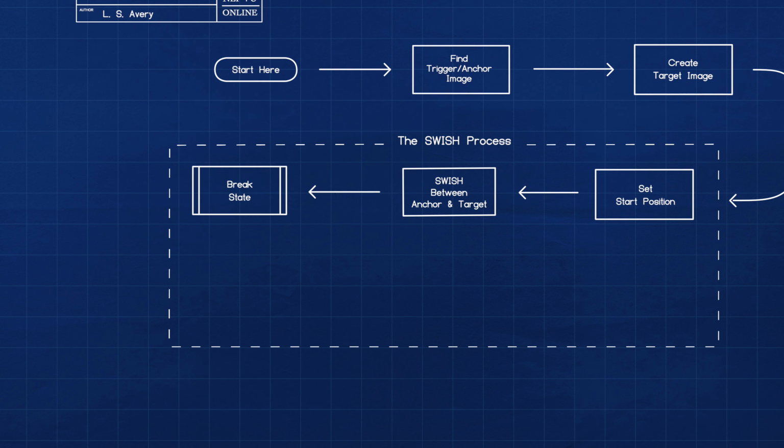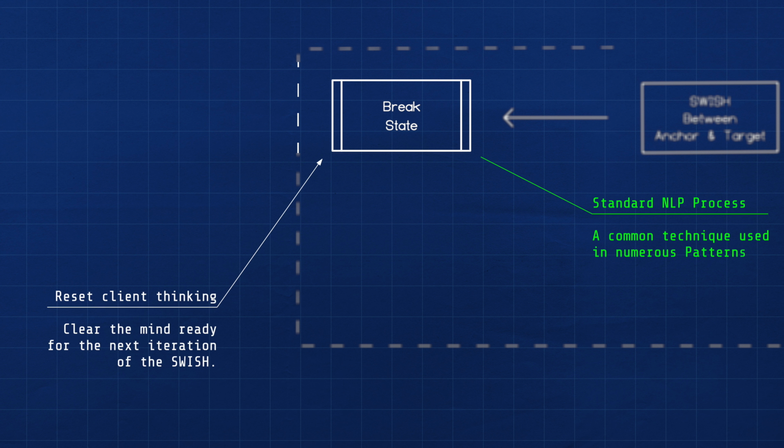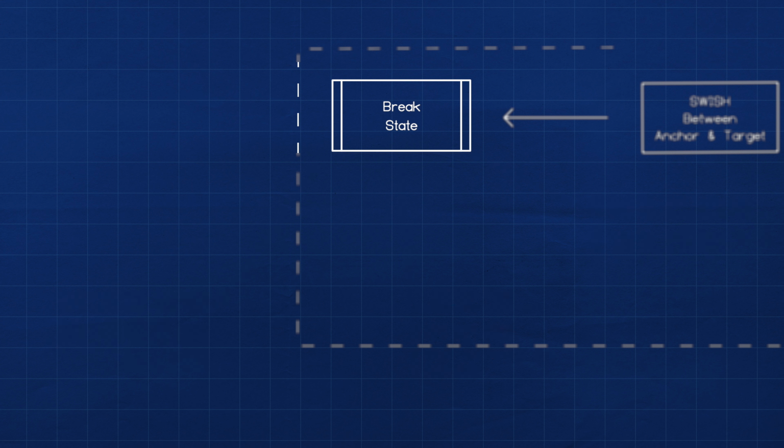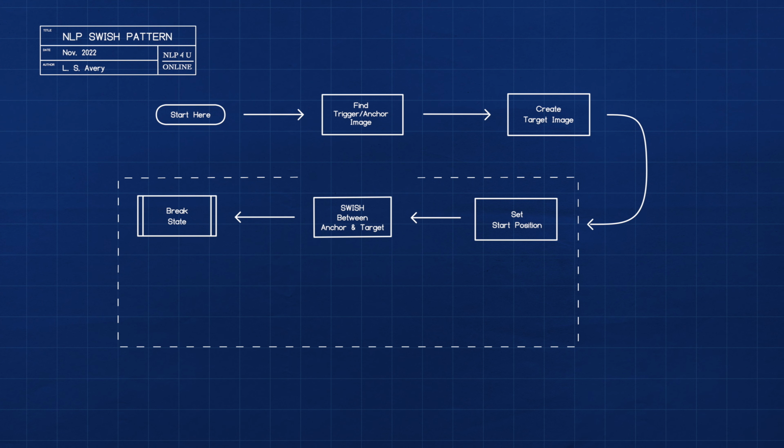Step 5. State break. Have the client reset their thinking process. This is a vital step because if you miss this out, the client can end up yo-yoing back and forth between the anchor state and the target state, which will cause problems. Clearing a state is easy. Just engage in conversation, ask a question, anything that takes the client away from thinking about the process.